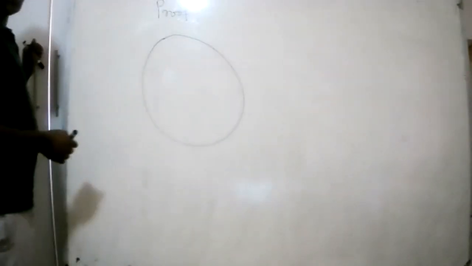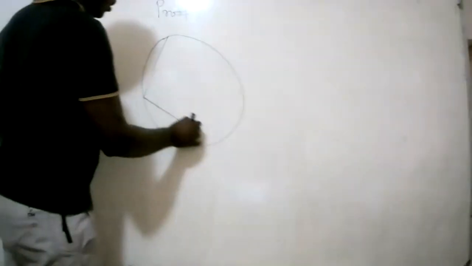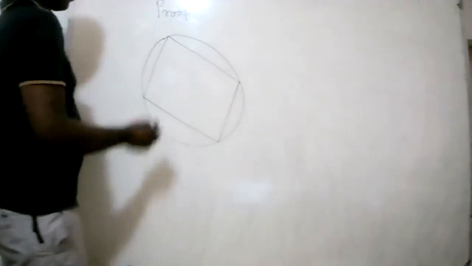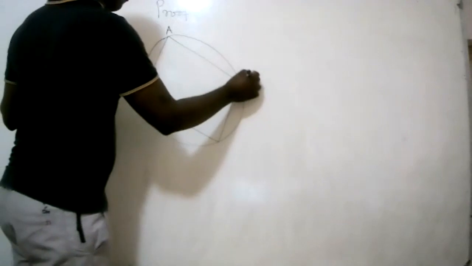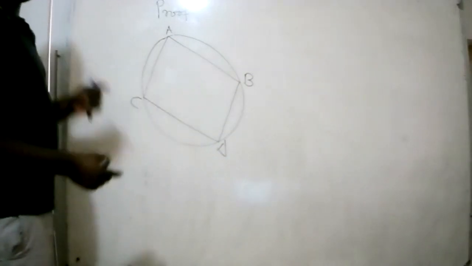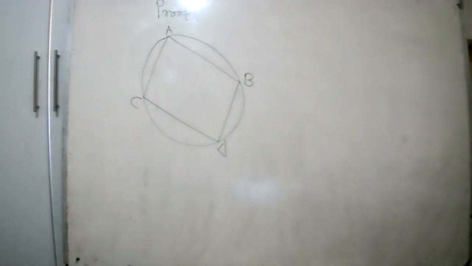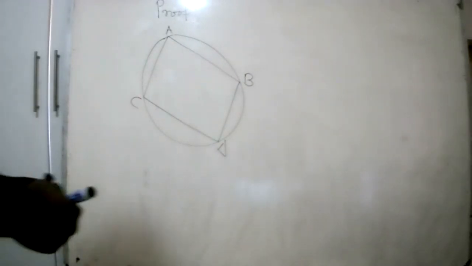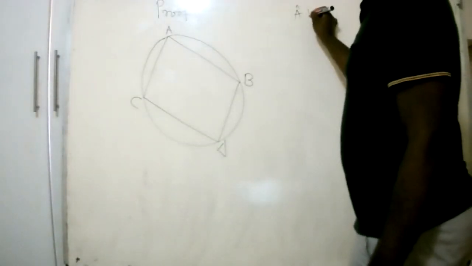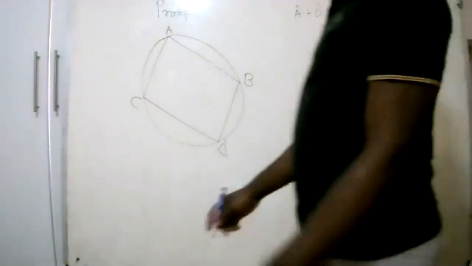We'll be given a circle, and inside the circle we're going to have a shape. Let's say we have A here, B here, C there, and D. So A, B, C, D is a cyclic quad in this case. From the information I gave you last time, if you add angle A plus angle D on a cyclic quad, it must be equal to what? It must be equal to 180. I believe you know that.